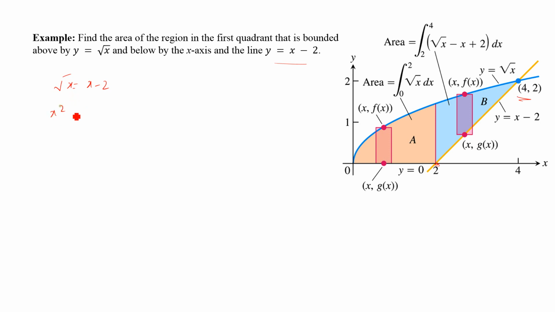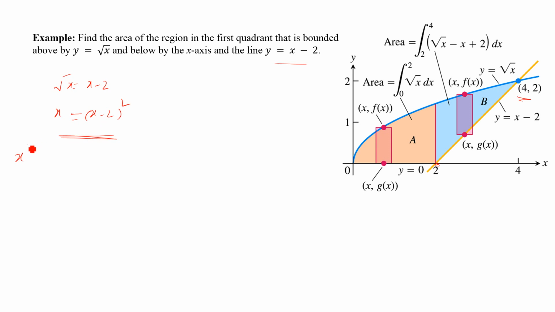This implies, squaring both sides, x is equal to (x minus 2) squared. Just solve it, you will have the point x is equal to 4. You will have two values actually, because this is a quadratic equation, but you need the value which lies in the first quadrant, that is the positive value of x. So the positive value of x will be 4. Okay, so let me do it so that you can understand it.